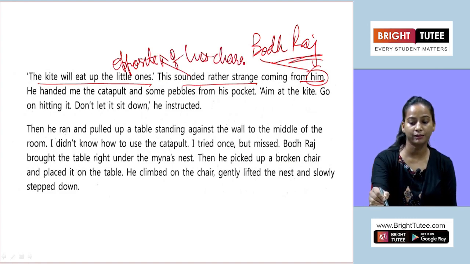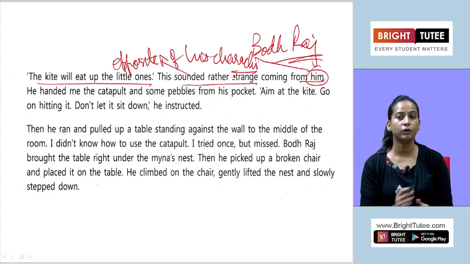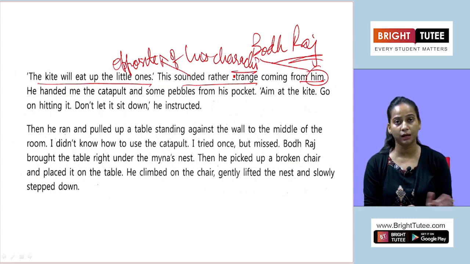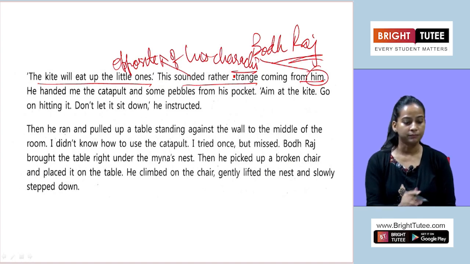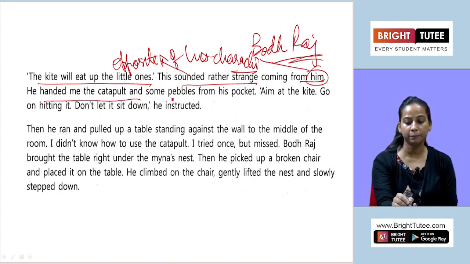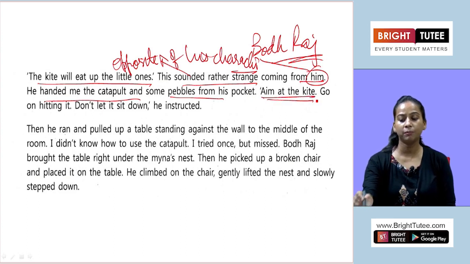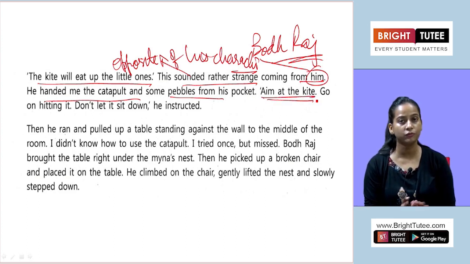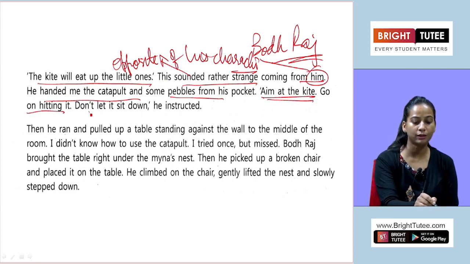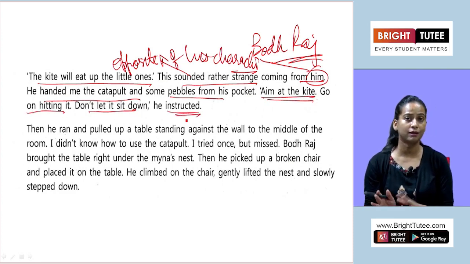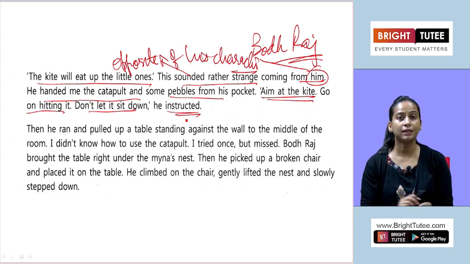He was not of that kind, because earlier we have seen how he was hitting at these birds and was trying to kill them with his catapult, but now he was that much concerned about these birds. He handed me the catapult and some pebbles from his pocket. He told the narrator, you just aim at the kite, go on hitting, don't let it sit down, he instructed.